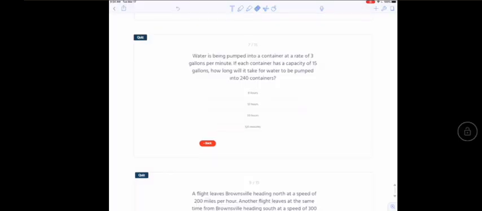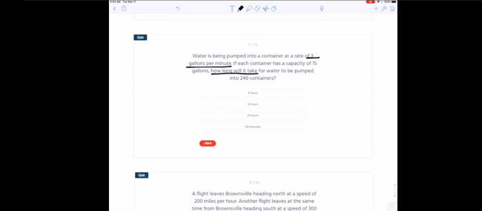Go ahead and continue with number 7. So number 7 says water is being pumped into a container at a rate of 3 gallons per minute. So we have a rate here, 3 gallons per minute. If each container has a capacity of 15 gallons, how long will it take for water to be pumped into 240 containers? Let me read the question again. How long will it take for water to be pumped into 240 containers?